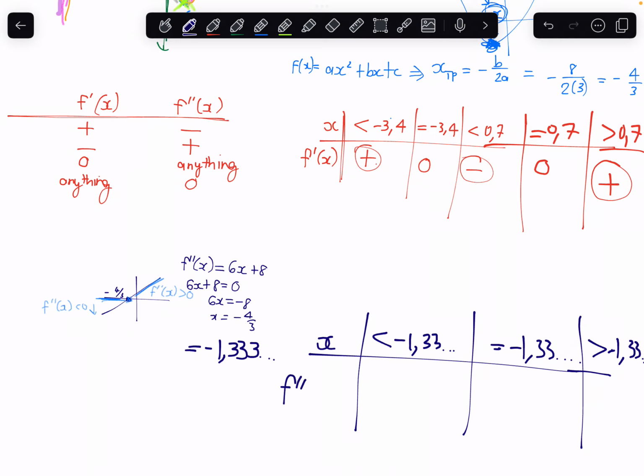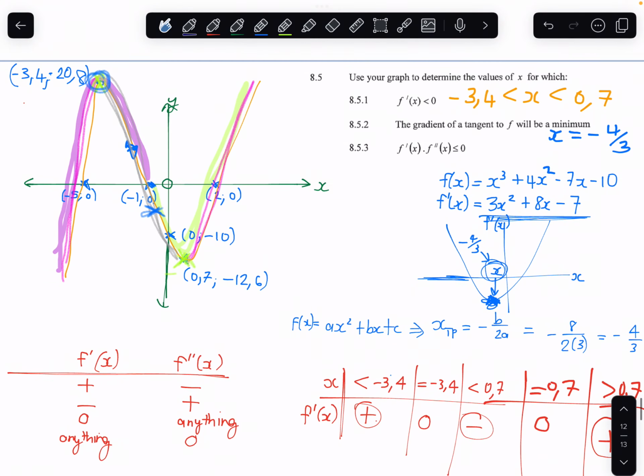And we've seen the behavior of f double prime. So when x is less than negative 4 over 3, our f double prime is negative, and when it's equal to that it's 0, and when it's greater than negative 1 comma 3 3, we end up with a positive f double prime. So now I think it might be easier to work with this on the actual graph.